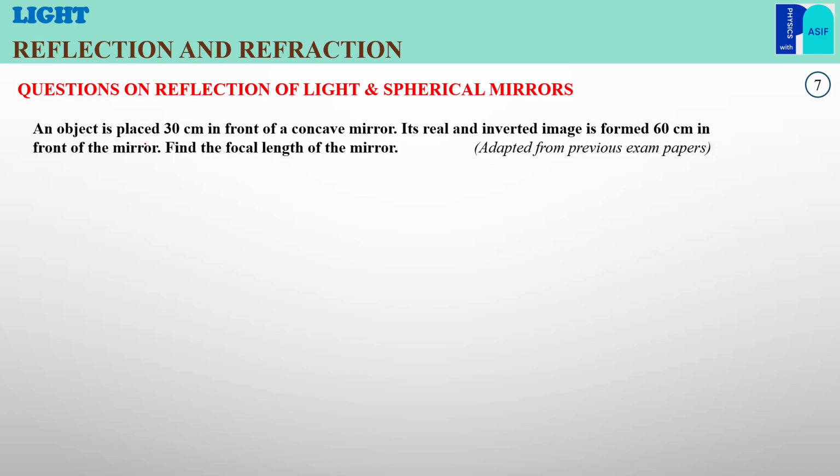Next question: an object is placed 30 centimeter in front of a concave mirror. Its real and inverted image is formed at 60 centimeter in front of the mirror. Find the focal length of the mirror. So first we note down the given values. Here it is given that the object is placed at a distance of 30 centimeter. Therefore, object distance u = 30 centimeter.